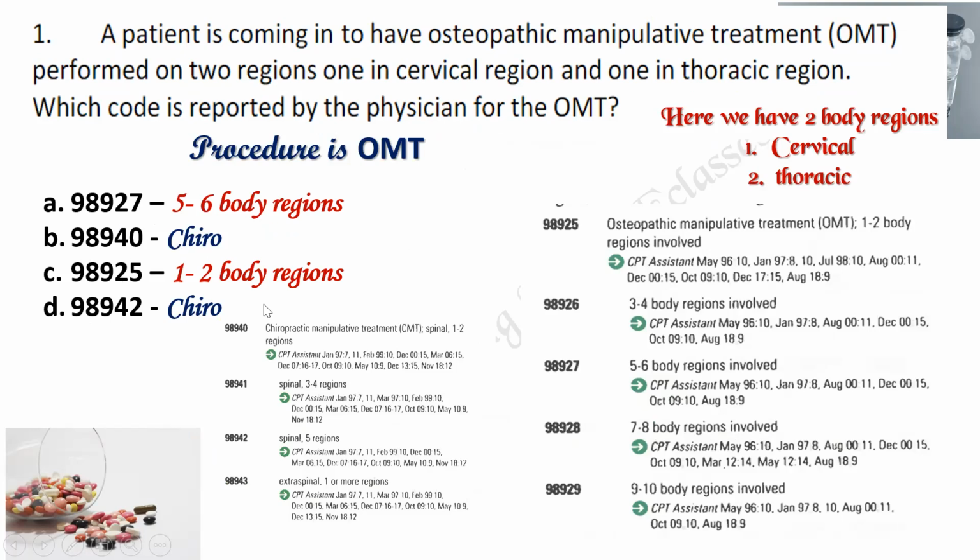98940 is chiropractic manipulative treatment, CMT. Both 98940 as well as 98942 are chiropractic manipulative treatment. But our question is OMT, not CMT, so we first remove B and D. So we have A and C, and that is based on the body region. Now, body regions cervical and thoracic, so 2 body regions. Now, option C is the answer.